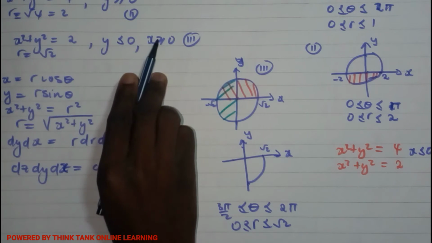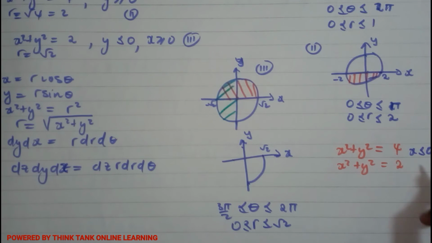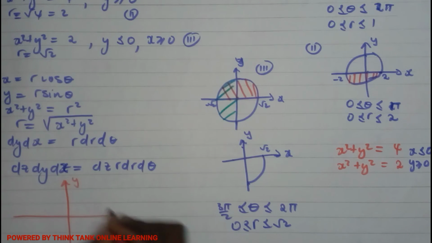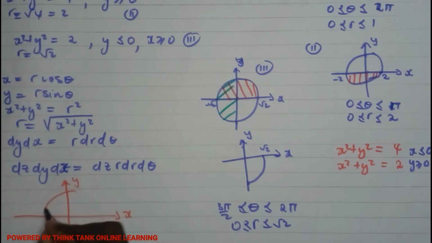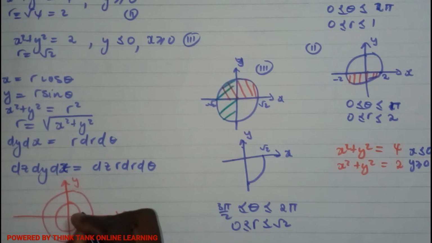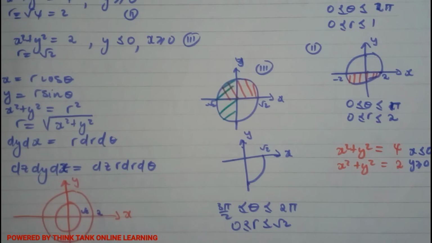Since they said x greater than 1 here, I want to just try new things. And they're saying y is greater than 0. Now, let's say I want to find the area between these circles. So first of all, we draw our xy plane, y, x. The first circle is the bigger one. It has a radius of 2, and the second, smaller circle has a radius of root 2. Let me write root 2 and 2 here.